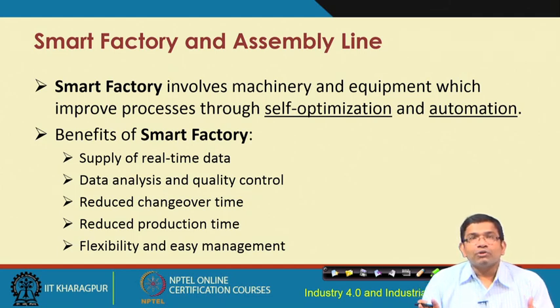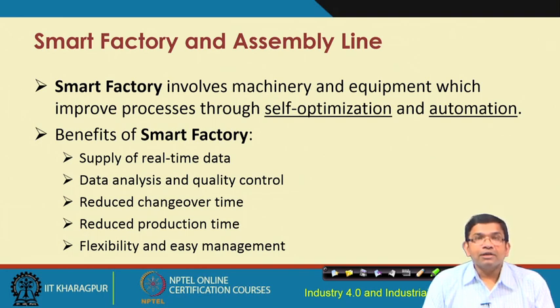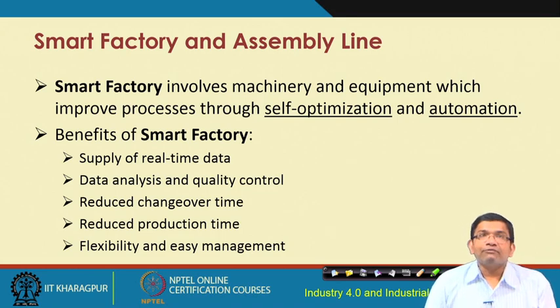So, self-optimization and automation. The benefits of these smart factories are that one can, in real time, get a lot of data about different things, particularly the data about the health condition of these different machines. This data will have to be analyzed, and based on the analysis, quality control can be done. All of these things can be done only in a smart factory. A smart factory results in reduced changeover time, reduced production time, and also has the features of flexibility with respect to changeover, flexibility with respect to adoption of newer components, newer technologies, integration within and beyond the system, and also ease of management. All of these are different benefits of a smart factory.